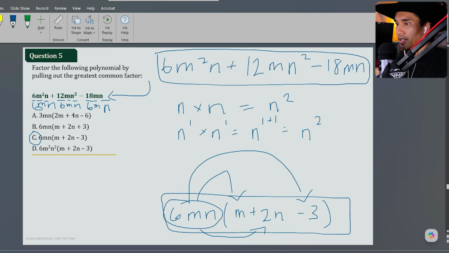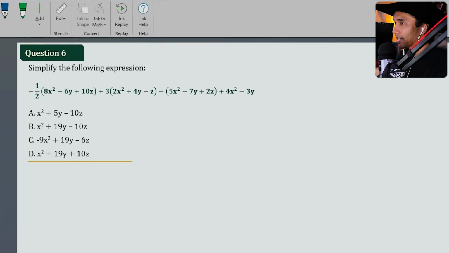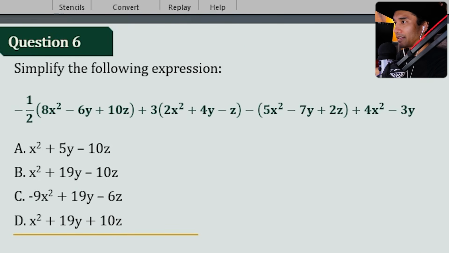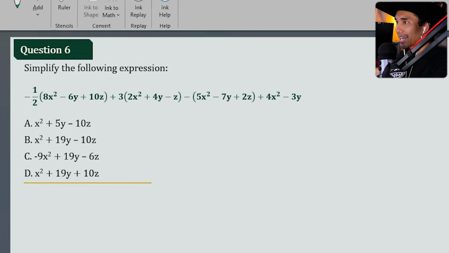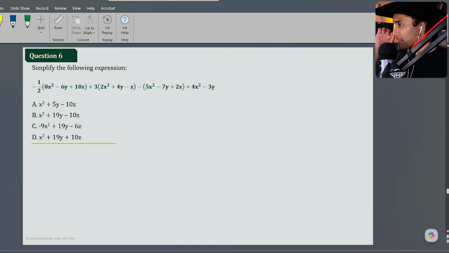Okay, question 6. These ones are going to be monsters. This one includes fractions. Watching the negatives, you've got to track the negatives, and it has multiple parentheses and coefficients, like this one right here, right? What do we do here? So here we go.